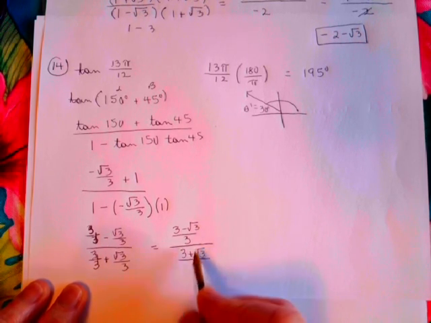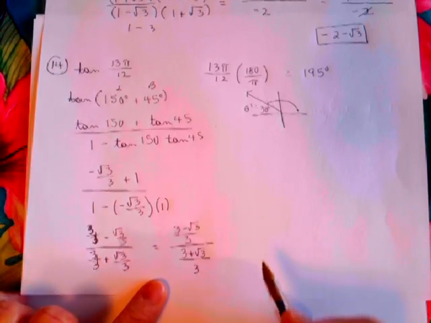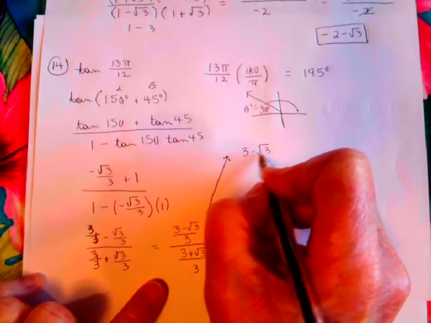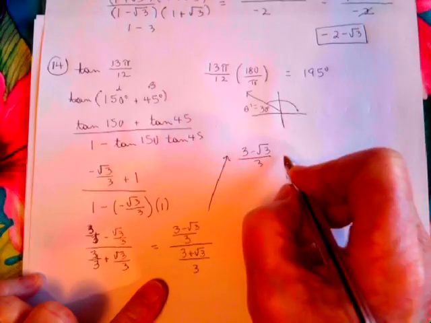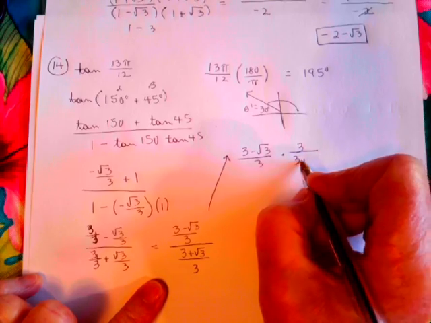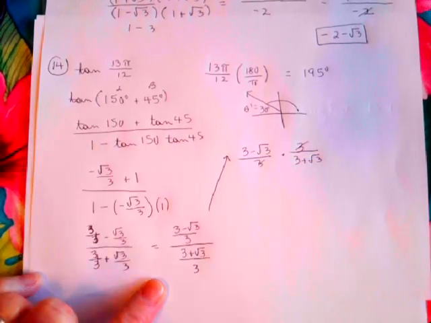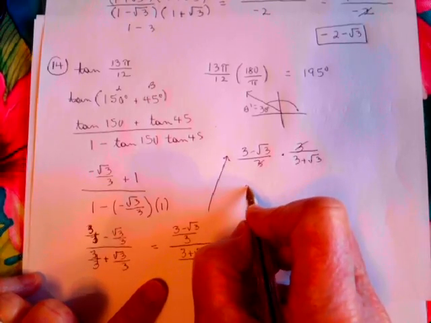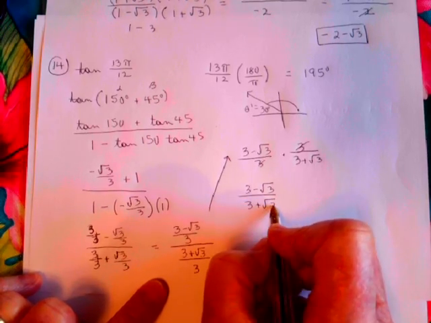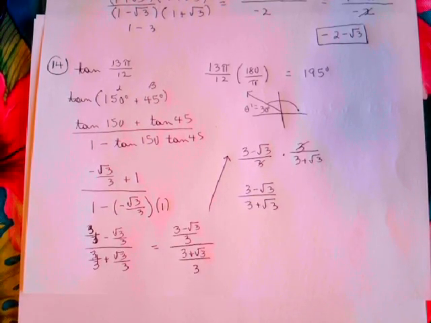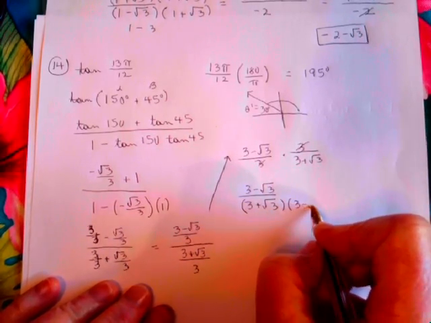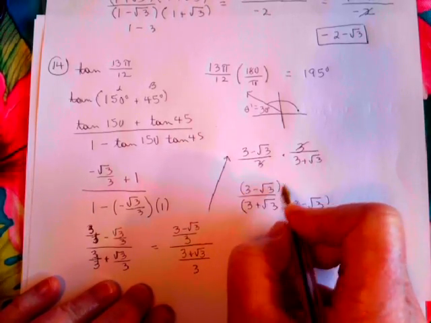These 3's cancel. If you need to know why, let me show you. If you had 3 minus the square root of 3 over 3 divided by this, you would invert and multiply. It'd be times 3 over 3 plus the square root of 3. So these are gone. I have 3 minus the square root of 3 over 3 plus the square root of 3 multiplied by the conjugate of the denominator, which is 3 minus the square root of 3. Whatever you do to the bottom, do to the top.